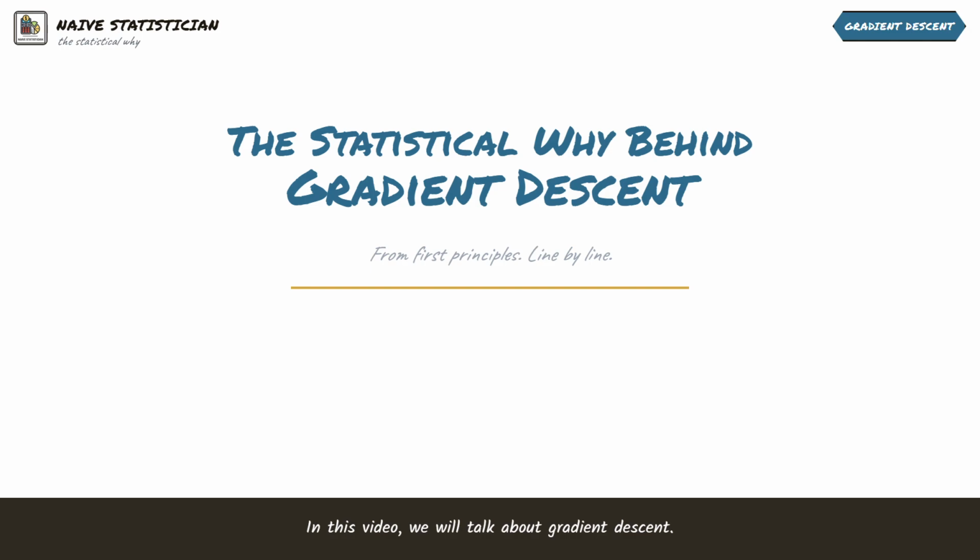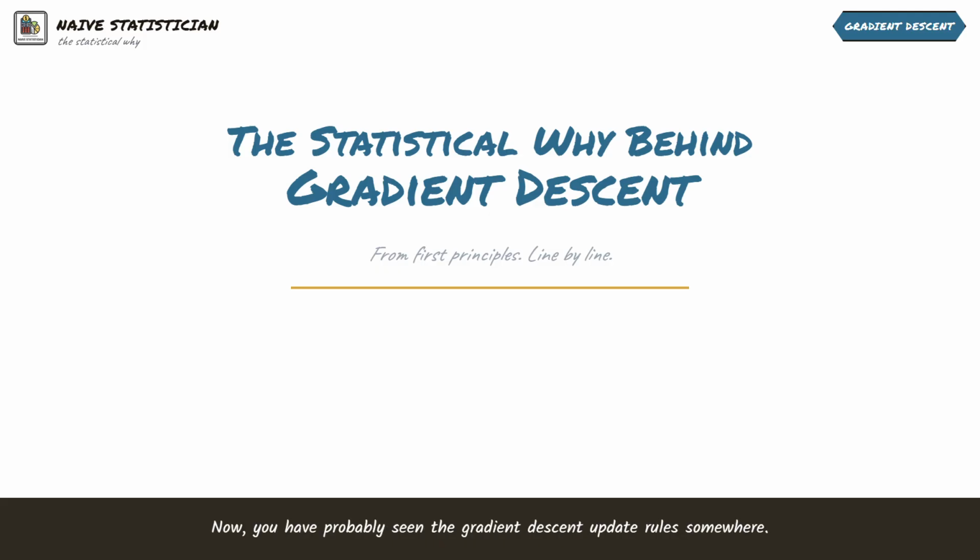In this video, we will talk about gradient descent, but not just how the algorithm works. We are going to dig into the statistical why behind it. Why does this formula look the way it does? What does it actually have to do with statistics, and what is the math that makes it work?